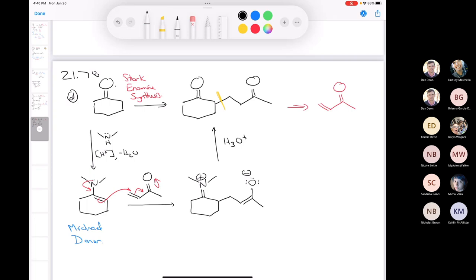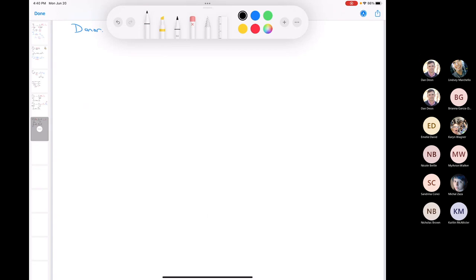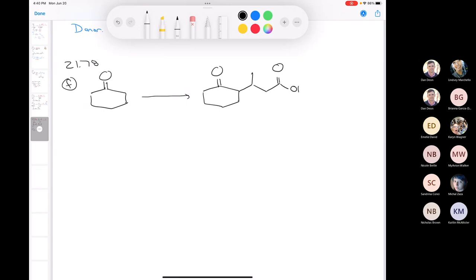All right, let's try another one here. Let's try another Stork enamine synthesis. They're pretty useful reactions. So this is 21.78F. And for this one, we're going to take the cyclohexanone. Seems to be the favorite substrate, I guess, in this question. And we want to make another carbon-carbon bond to make this compound. So we have an ester over here, like this. And so you can see that we're making a bond right here.